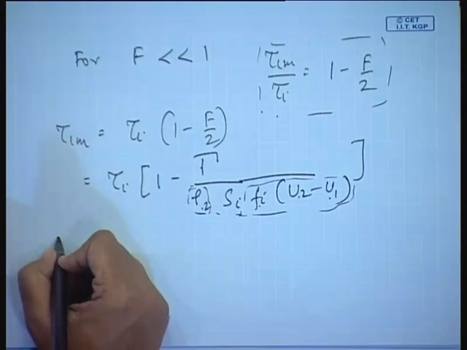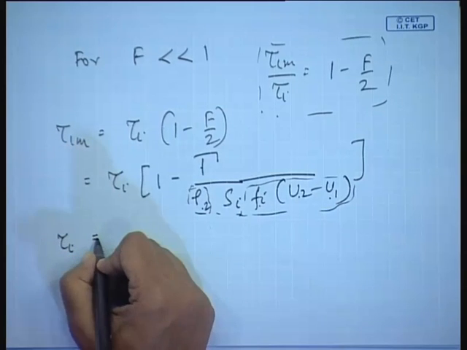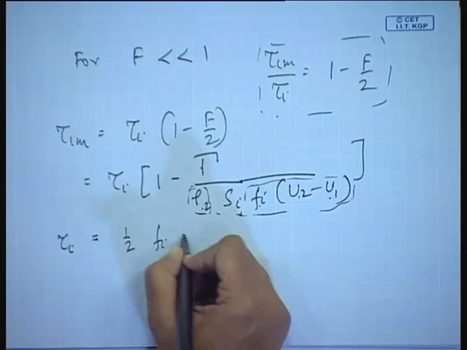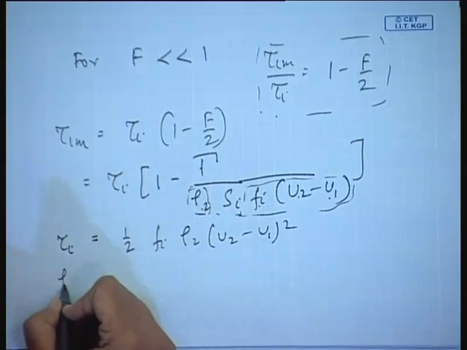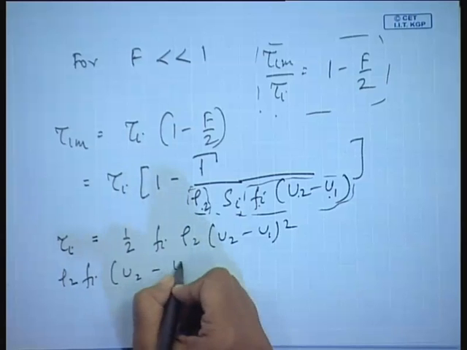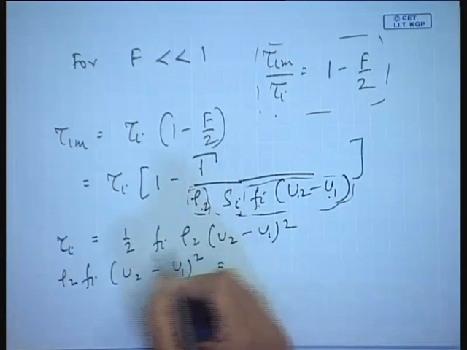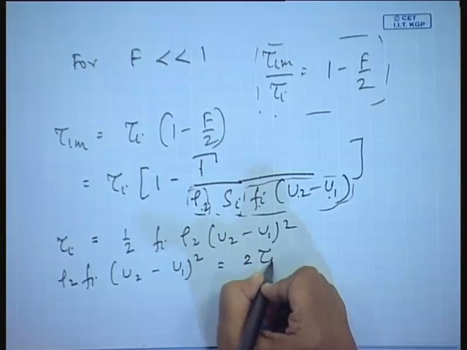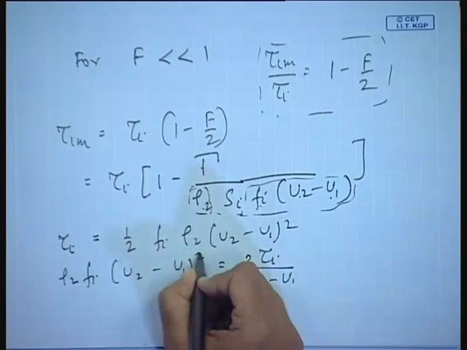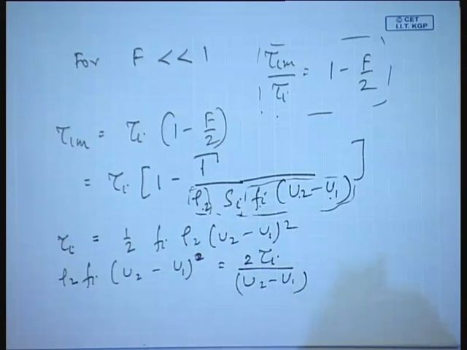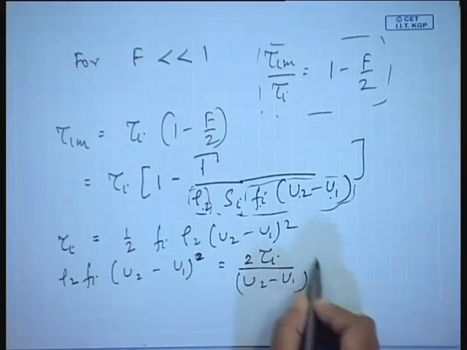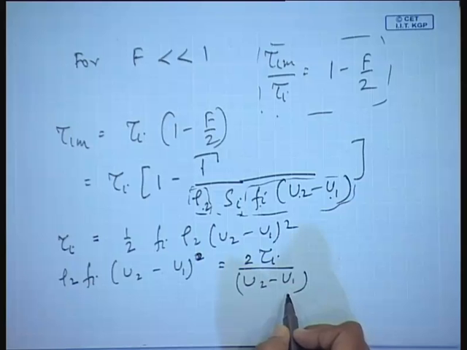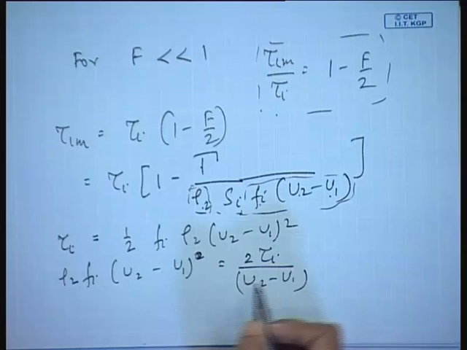So, therefore, we had already defined tau I as half Fi rho 2 u2 minus u1 square, okay. So, therefore, rho 2 Fi u2 minus u1 square, this part becomes 2 tau I by u2 minus u1, yes or no. So, instead of this particular term, I can substitute it with 2 tau I into u2 minus u1. Can I do this? Agreed.